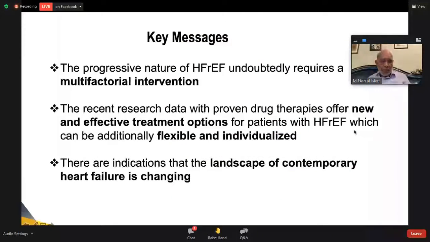The last one is the key messages from this quick presentation. The progressive nature of heart failure with reduced ejection fraction undoubtedly requires a multifactorial intervention. The recent research data with proven drug therapies offer new and effective treatment options for patients with heart failure with reduced ejection fraction, which can be flexible and individualized. But you must remember that drug treatment must be flexible and individualized. There are indications that the landscape of contemporary heart failure therapy is changing continuously. Thank you very much. I'm very sorry for the extra time I have taken.